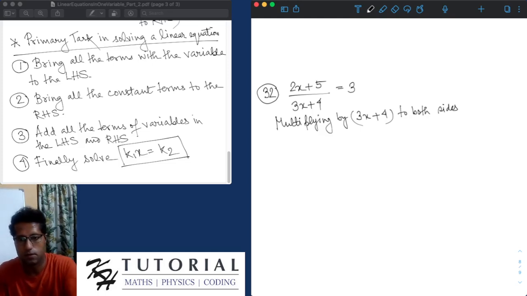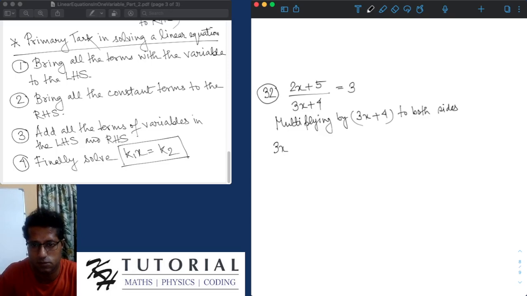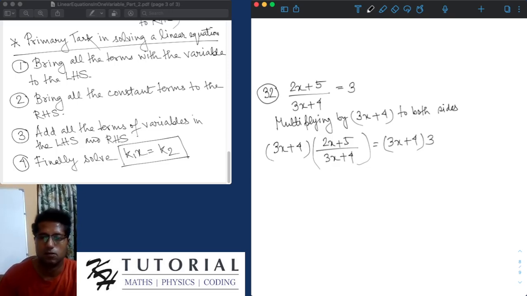So the LHS becomes 2x plus 5 divided by 3x plus 4, and the RHS is 3x plus 4. We are multiplying both the LHS and the RHS by 3x plus 4. So this implies, if we do the product in the left hand side, 3x plus 4 will cancel out. This becomes 2x plus 5, and the RHS becomes 9x plus 12.